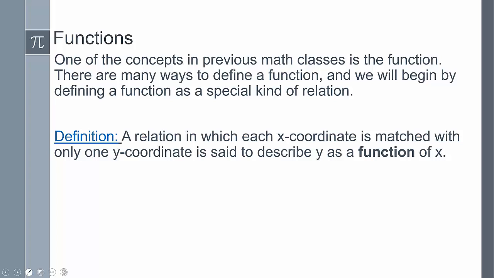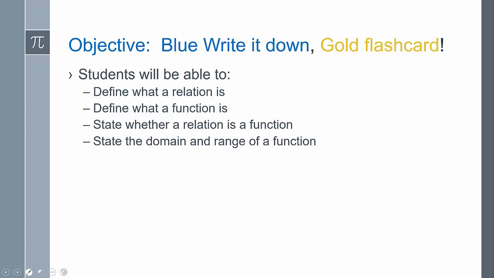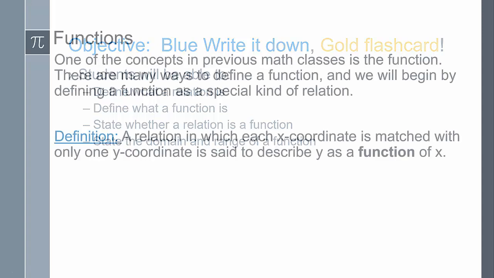Now, there's a special type of relation, and that special type of relation is just saying that for every x-coordinate that you have, there is only one y-coordinate that can describe it. And if you notice, this is blue. One thing I want to talk about is if something's in blue, it's a good idea to write it down. It's important information. Gold means definitively this has to be memorized. If you memorize these things, you're going to be golden. So that's why it's going to be gold.